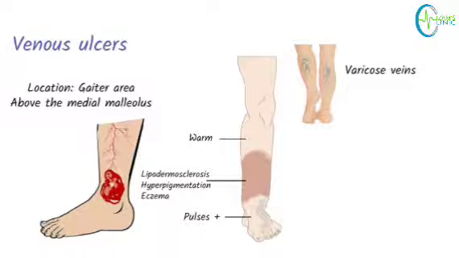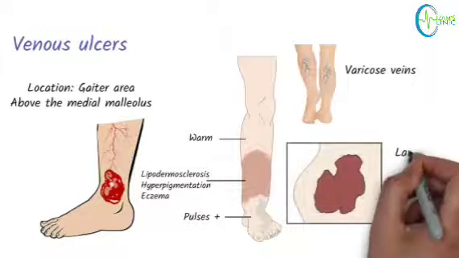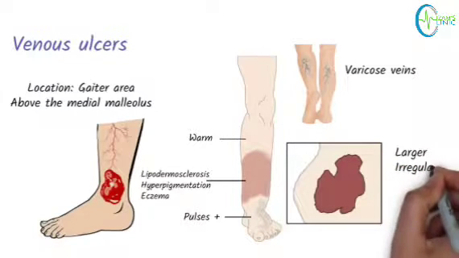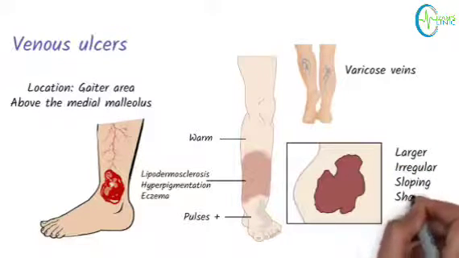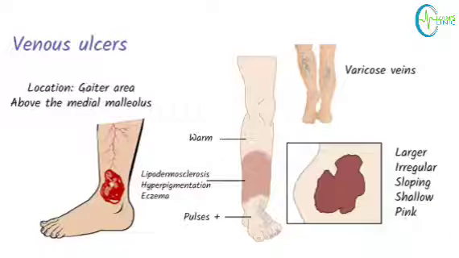Venous ulcers are much larger than arterial ulcers. They have irregular borders, sloping edges, and they are more superficial than arterial ulcers. The floor of venous ulcers will look pinkish in color due to the granulation tissue, and the ulcer will be wet and more likely to bleed.